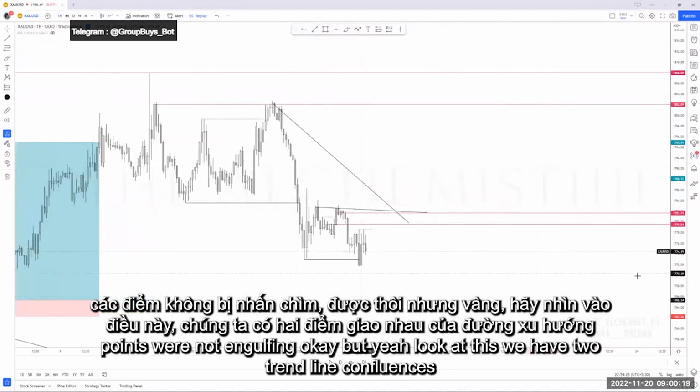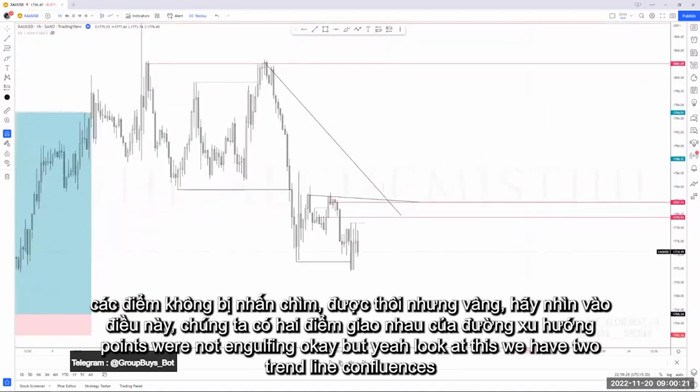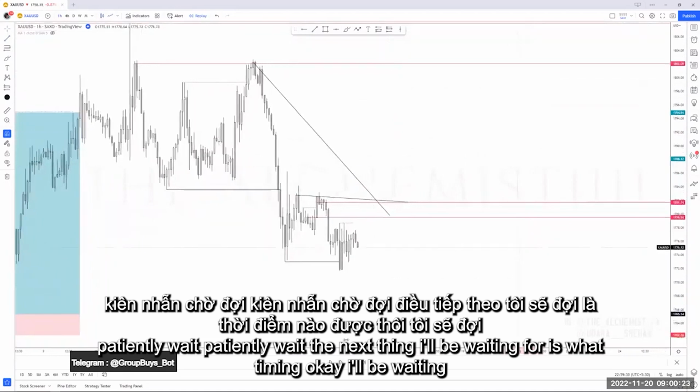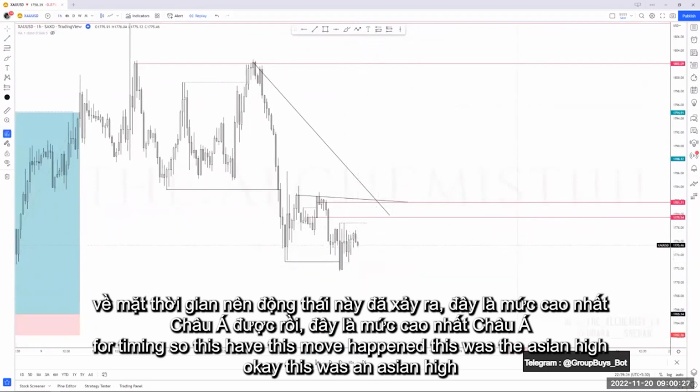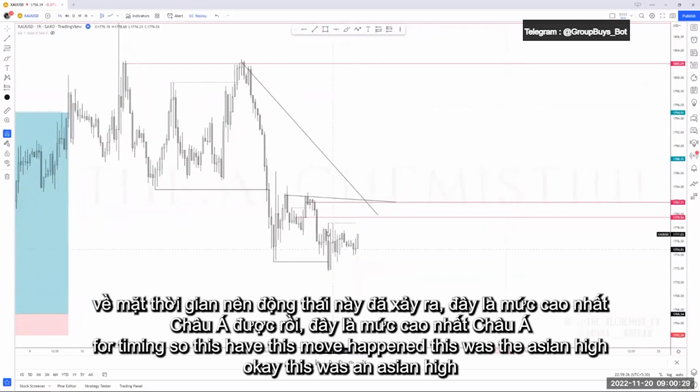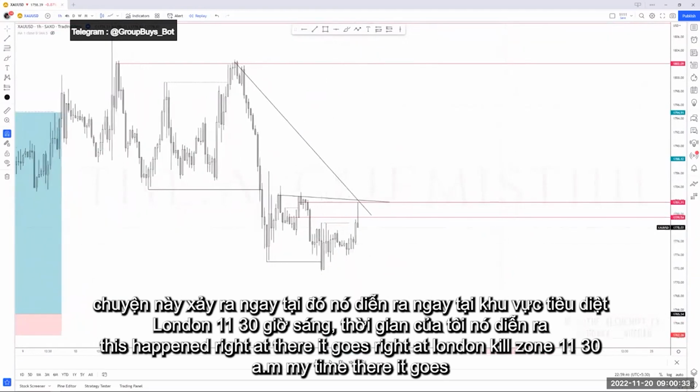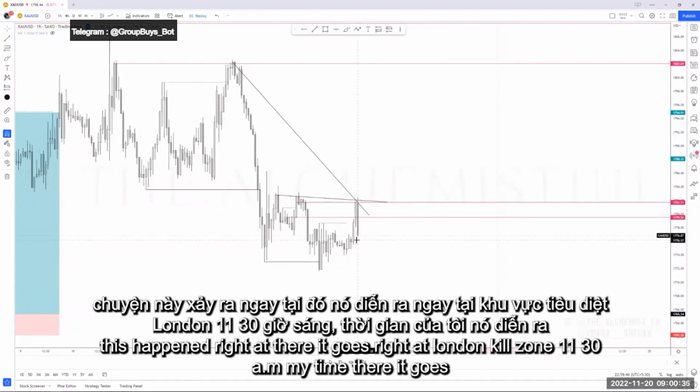Okay, but look at this. We have 2 trend line confluences. Patiently wait. The next thing I'll be waiting for is timing. So this move happened. This was the Asian high. This happened right at the London kill zone, 11:30 a.m. my time. There it goes.